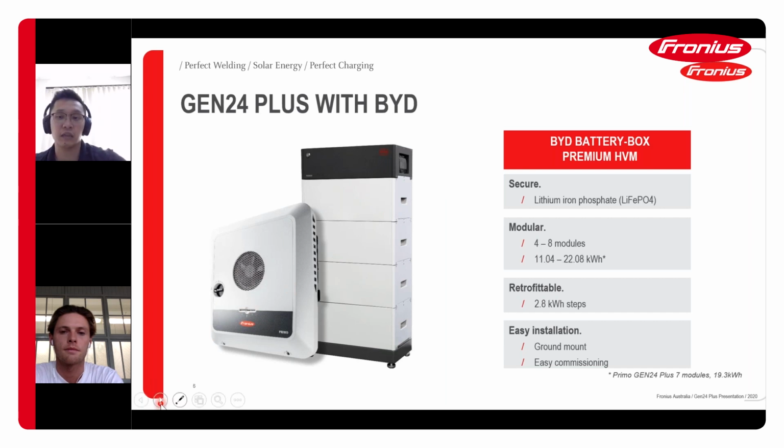So this is basically M stands for medium. So what you have again is 4 to 8 modules, same battery chemistry, but this one goes up to 22 kilowatt hours, so more storage. And the same amount of steps in terms of how much you can retrofit later on. So you can start with 4 modules, 11 kilowatt hour, and later on saying, okay, I want more storage. It makes more sense at this stage. Add more if required. Again, ground mount and easy to commission.